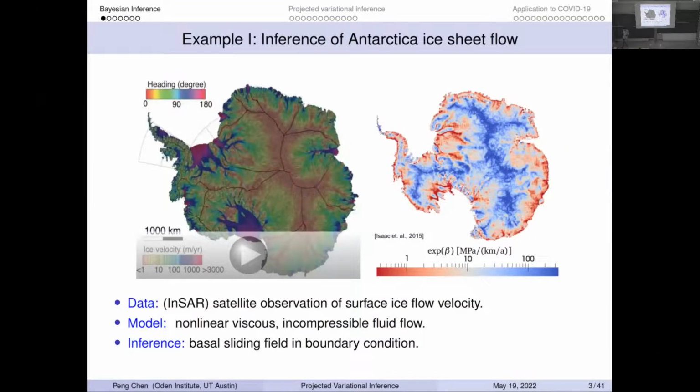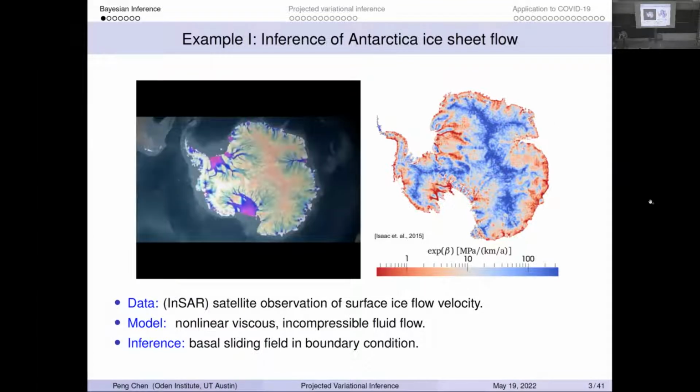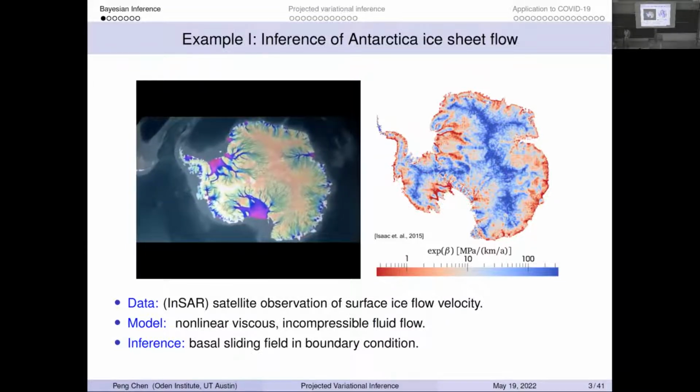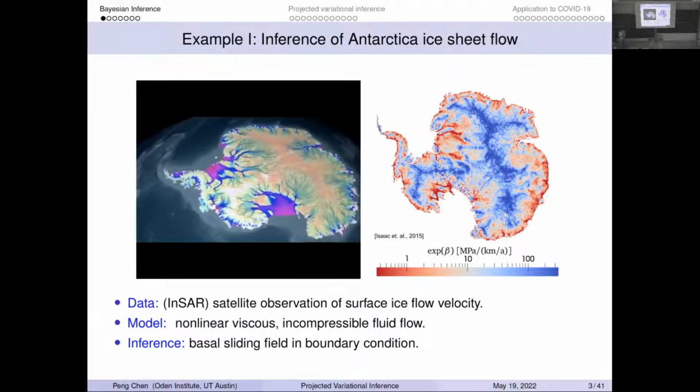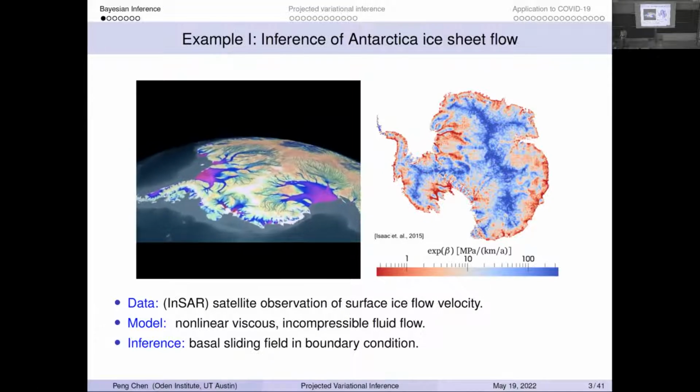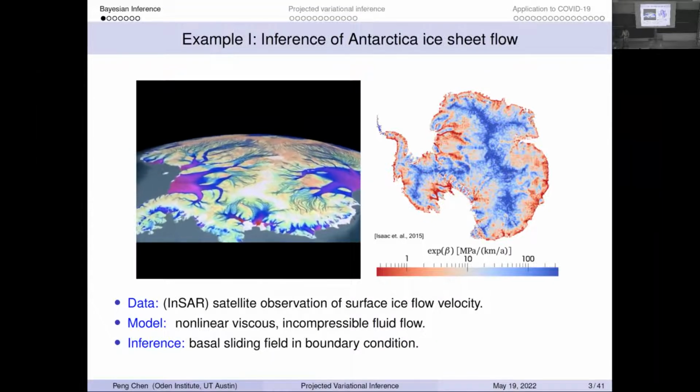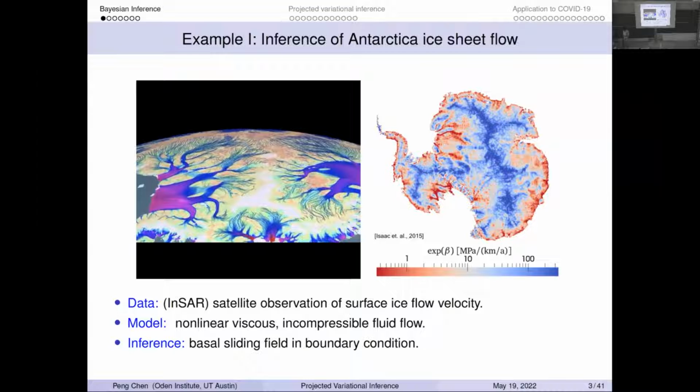Let me give you three examples to elaborate the key elements of Bayesian inverse problems. The first example is the inference of Antarctica ice sheet flow. You can see here a satellite image of the observation of the surface ice flow velocity in Antarctica. The red part stands for large velocity. The ice melting is one of the biggest challenges of the 21st century, I would say, for climate change.